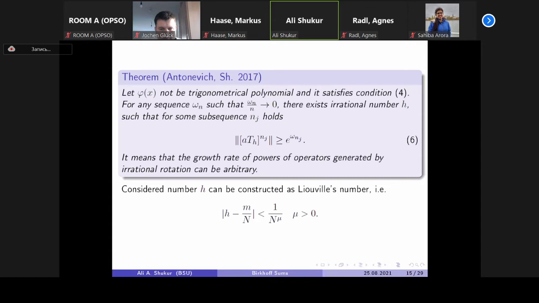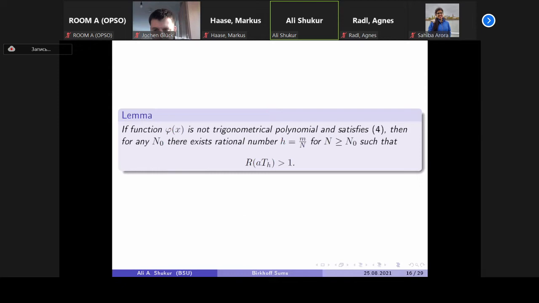And this irrational number can be a Liouville number. So a Liouville number satisfies this inequality. Okay, here is another result. If phi(x) is a non-trigonometric polynomial again, and satisfies that integral again, and h is an irrational number, then the spectral radius is more than one.